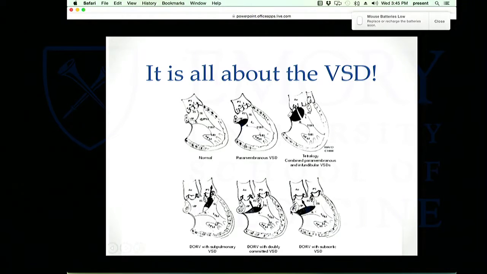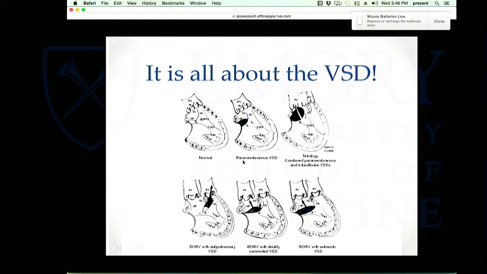Okay. So in all of it, it's all about the VSD relationship with the great arteries. That tells you how these patients will actually be treated and how we manage them in adulthood. And the importance in adulthood is that where that VSD relationship was determined what kind of surgeries they have, and then you just manage them according to how their original surgeries were.